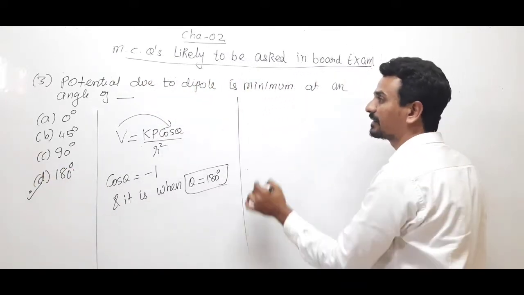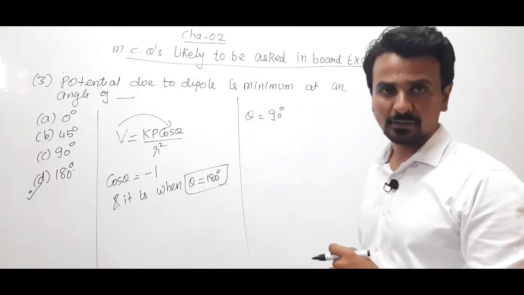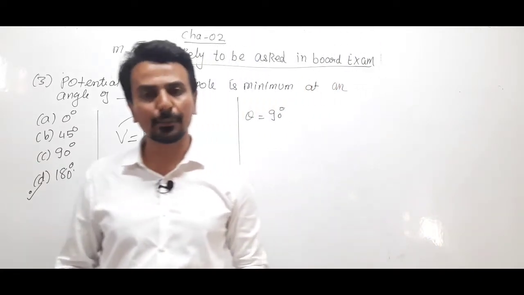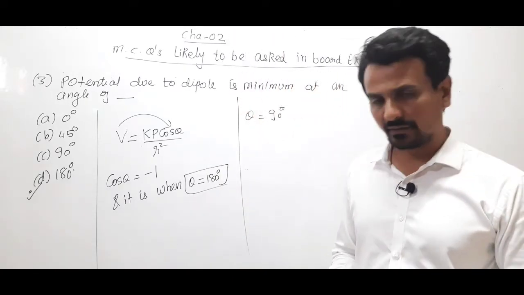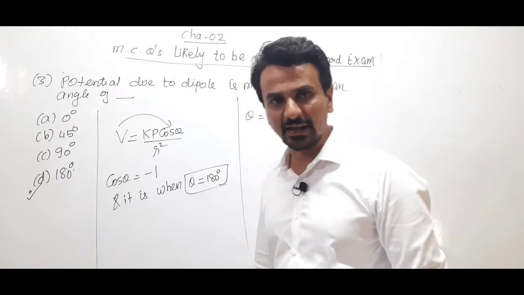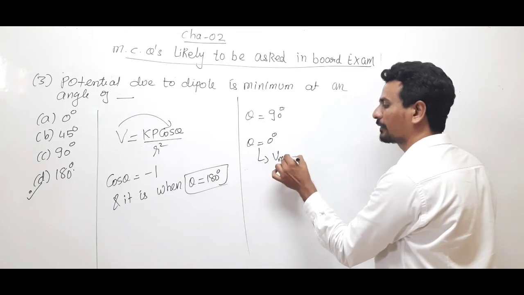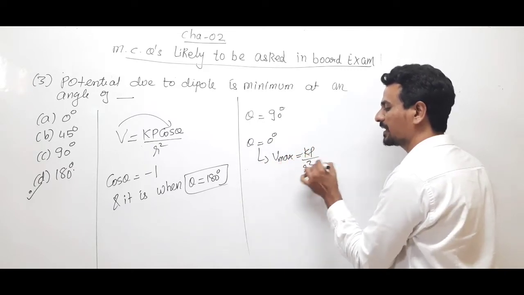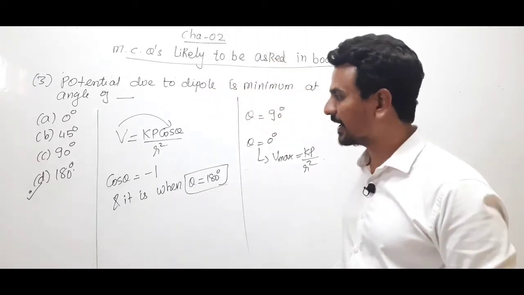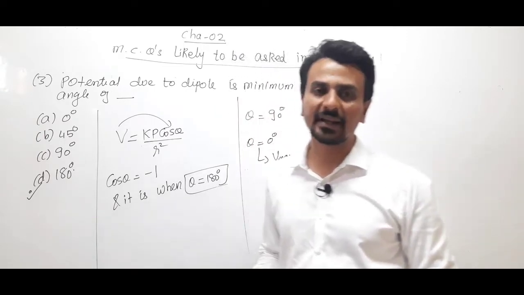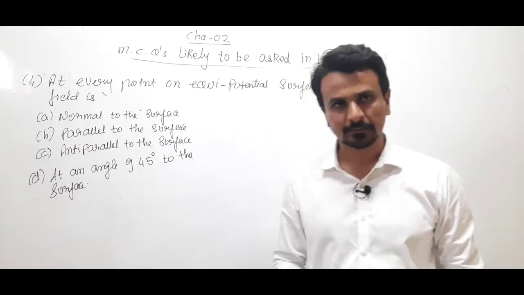Clear? It will be 0, potential due to dipole will be 0 when theta is 90, that is along the equator, right? So electric potential due to a dipole along the equator is 0, or on the equator it will be 0. It will be minimum when theta is 180 and it will be maximum when theta is 0 along the axis. So maximum will be kp by r square, this is when theta is 0. Got it? Clear? Fine. So presently angle is 180 degree. At 180 degree potential due to dipole will be minimum. Clear? Next one.